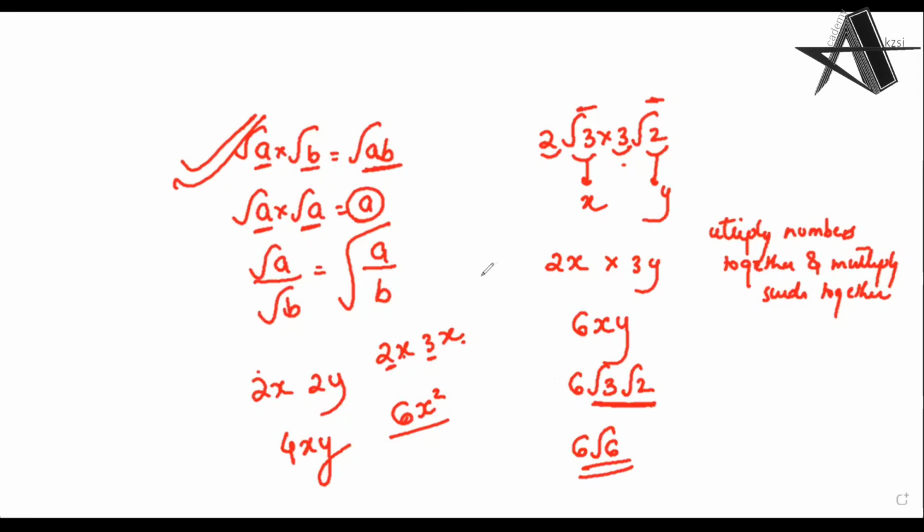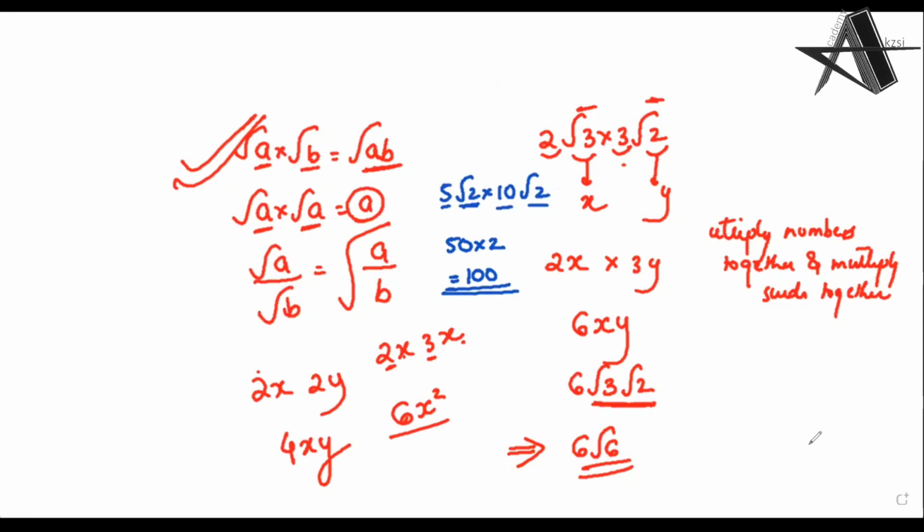In algebra, we multiply numbers and numbers together and the variables together. Similarly here we have to multiply the numbers together: 2 into 3 will give you 6. And multiply the surds together, root 3 into root 2. So finally you will get your answer as 6 root 6. The same I can say for 5 root 2 times 10 root 2. Again, I'll do 5 into 10, which is 50. Multiply surds and surds together, so root 2 into root 2 is just 2. The answer will be 100. So treat them as algebraic expressions and you'll be able to solve it.